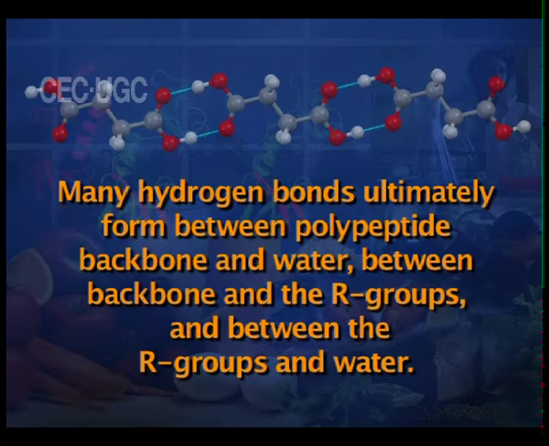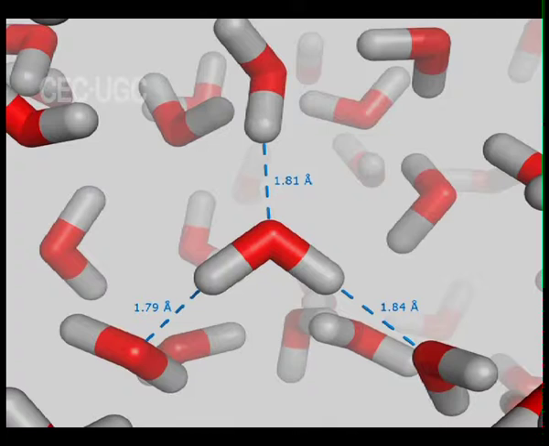Many hydrogen bonds ultimately form between the polypeptide backbone and water, between the backbone and the R groups, and between the R groups and water. So, these hydrogen bonds within the interior of the protein are more stable than those on the surface, because the bonds do not then compete with water molecules.